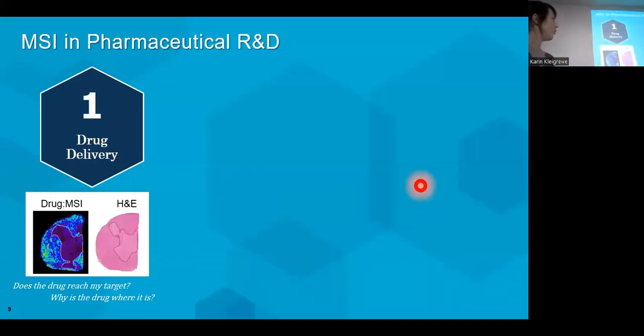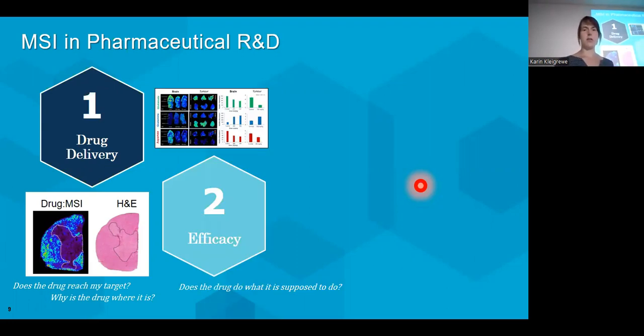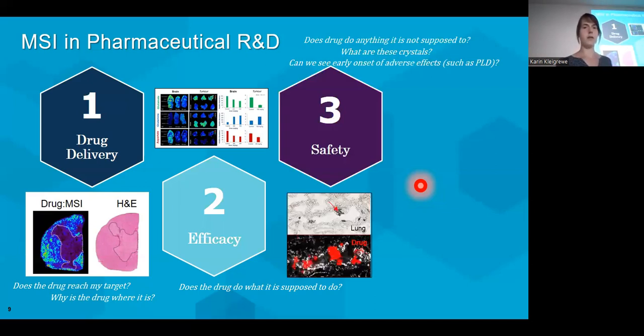So what did we use MSI for? The most obvious one is drug delivery. So answering questions like, does the drug reach my target? And why is the drug where it is? So for instance, sequestering in 2 different tissue types or so. The second one is efficacy. So most drugs target a specific enzymatic pathway. So when we give that inhibitor, do we see the expected changes, like substrate going up, product going down?